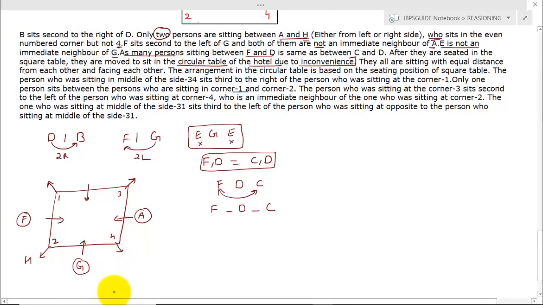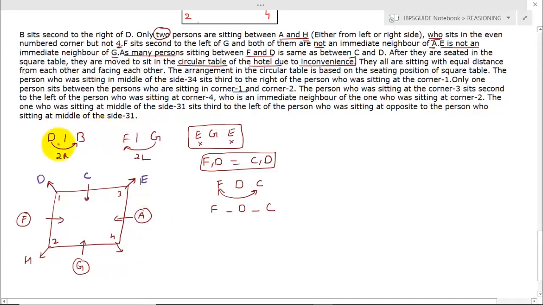If I place F here, F is already here, so start from here. If I place D at this position, then F and D have no gap, and D and C have no gap. Is it possible? It is a possible case now. This is a possible case, that F and D, and D and C. Now let's see that E is not an immediate neighbor of G. So E cannot be at this position, E may be at this position. Now A is done, only B is left.